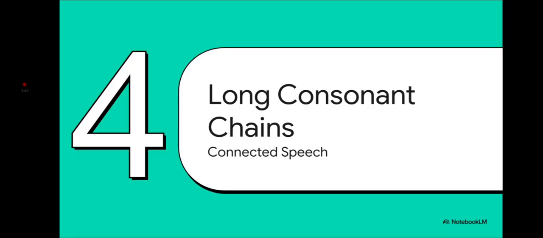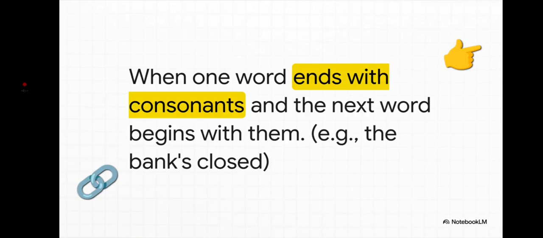Okay, prepare yourselves. We are now entering the final boss level of consonant sequences. This is where we go beyond single words and see how these massive consonant chains get formed in natural, everyday connected speech. It's pretty cool. So how in the world do we get these super long chains? Well, it happens when one word ends in a consonant cluster and the very next word starts with one. They just link up like two train cars connecting. Take the phrase, the bank's closed. The NKS from banks links right up to the CL of closed, and suddenly you have a 5-consonant chain, nkskl.